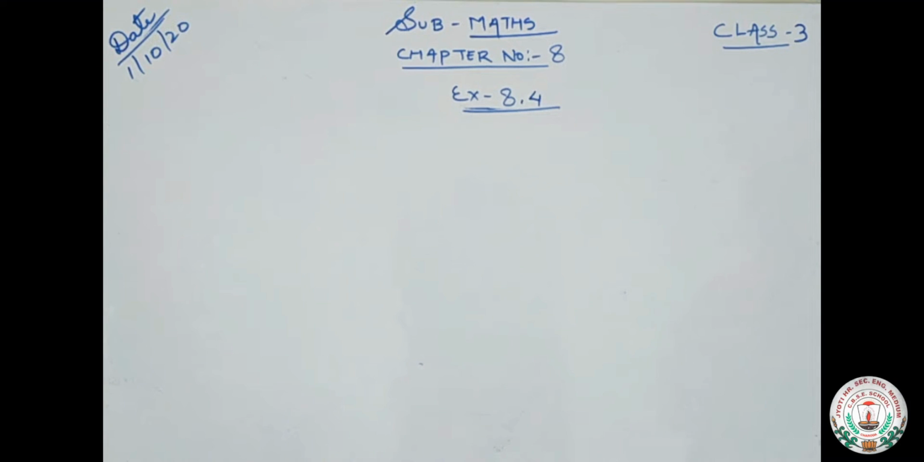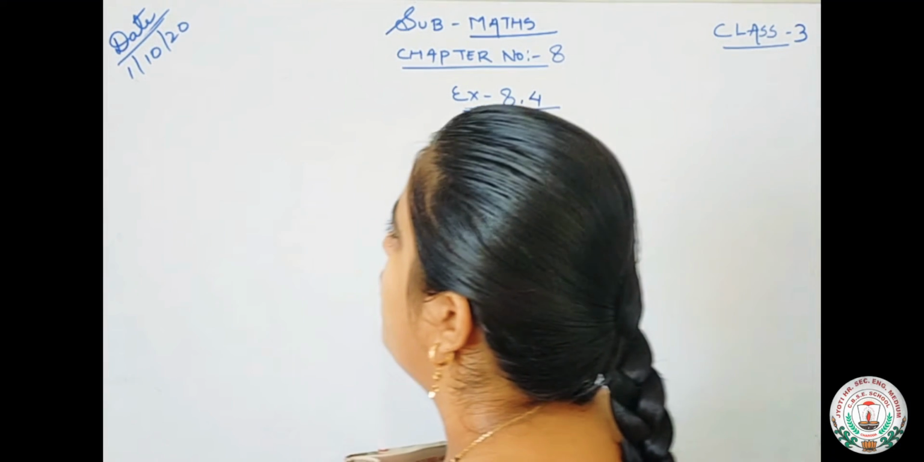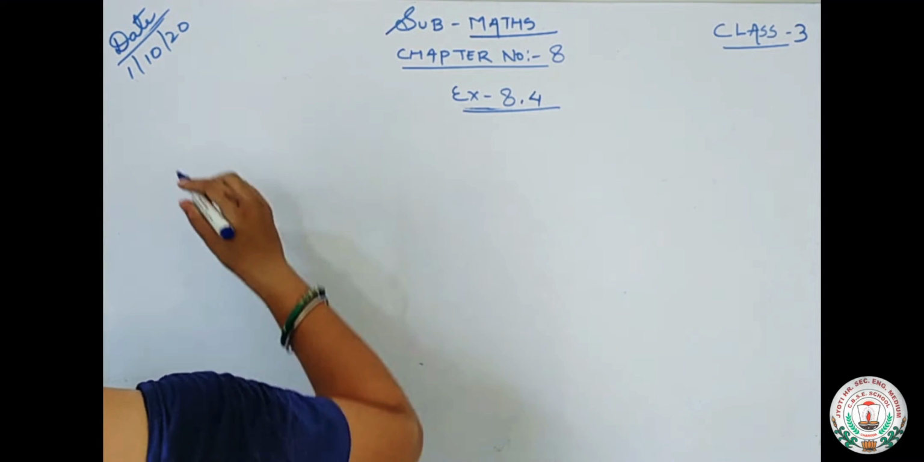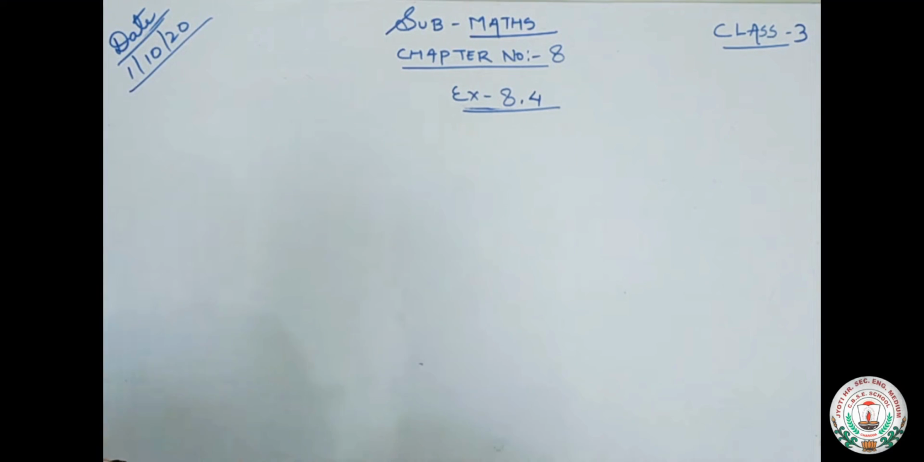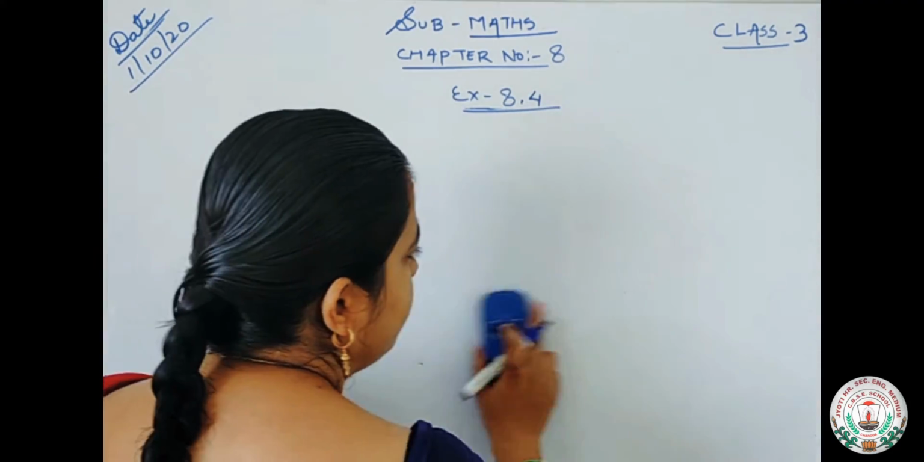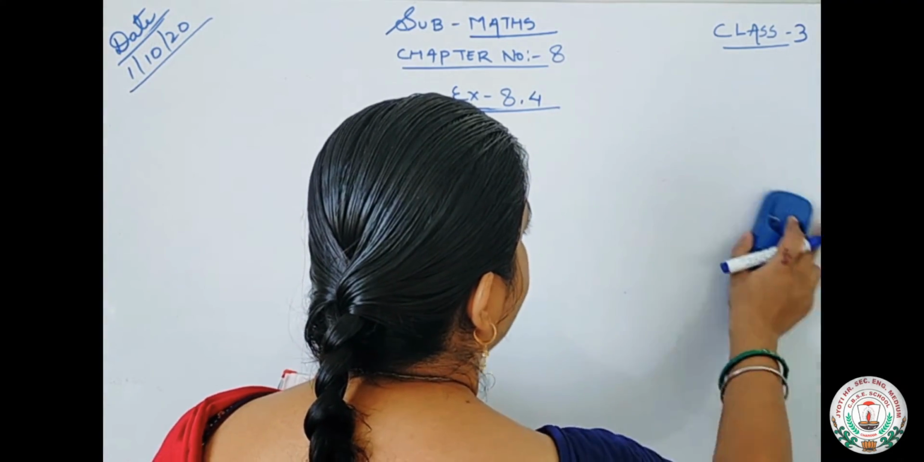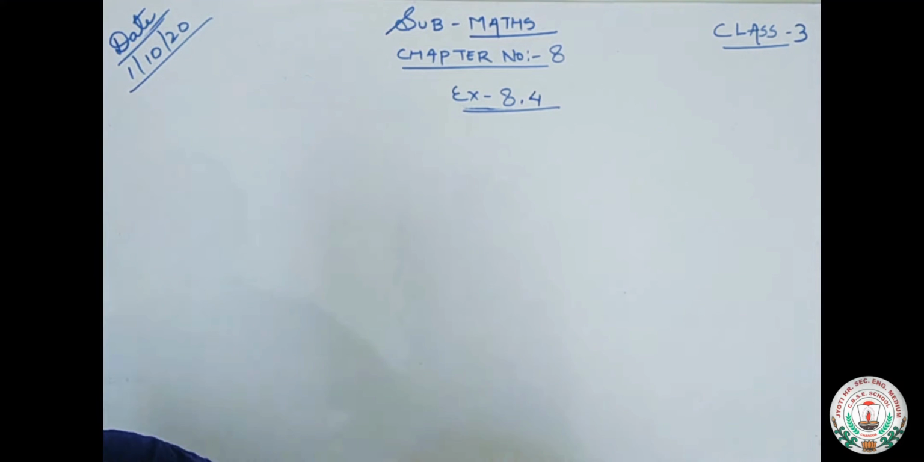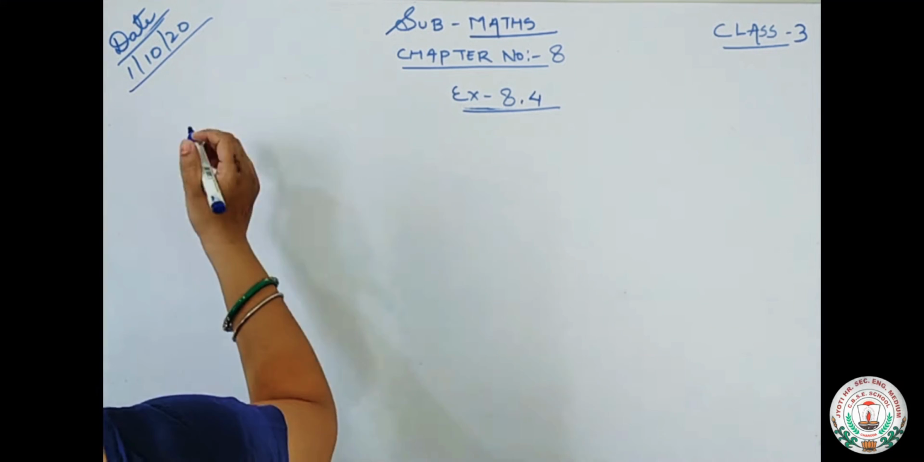Today we are going to solve exercise number 8.4. In the previous class we solved exercise number 8.3, which is based on addition, and in this exercise we will solve subtraction of money. Okay, we will do the subtraction part. First one is question number 1.